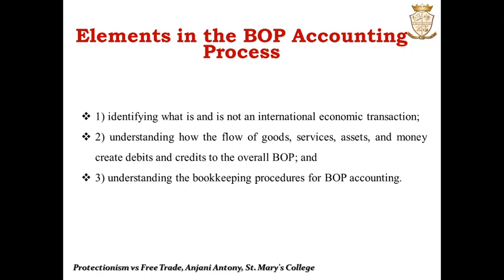Second one is understanding how the flow of goods, services, assets and money create debits and credits to the overall BOP. How debits and credits are created through the flow of goods, services and assets is analyzed and understood in this element. And third one is understanding the bookkeeping procedures for BOP accounting. For doing BOP accounting, what bookkeeping procedures are followed should be understood. So these are the three elements in the BOP accounting process.